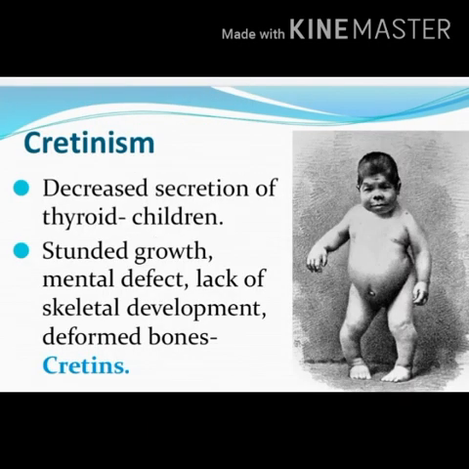cretinism. It is the decreased secretion of thyroid hormone in children. By seeing this picture, we can understand that the children have stunted growth, mental defect, lack of skeletal development, and deformed bones. That is, the bones are not formed properly. Those children are called cretins. This is about cretinism.